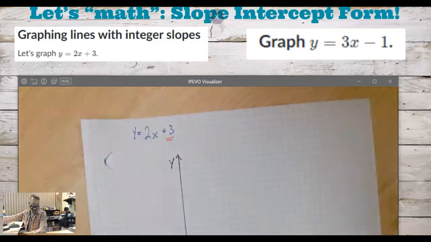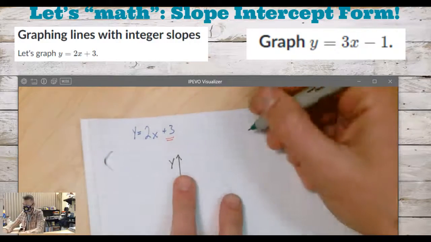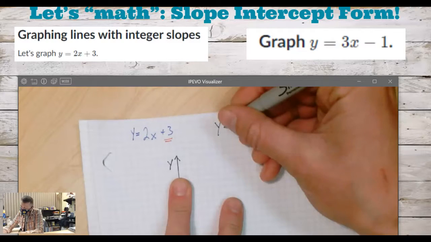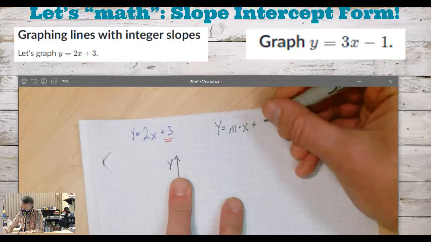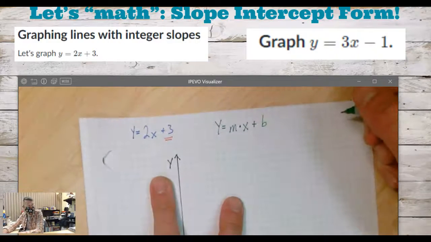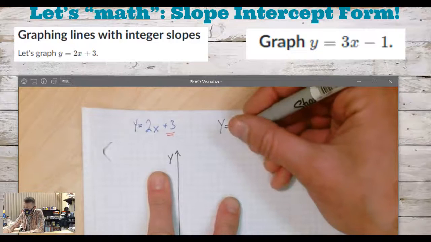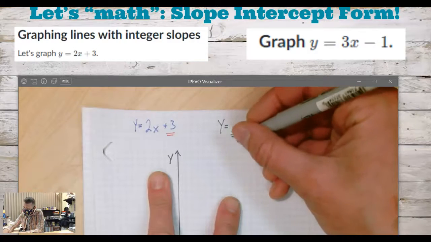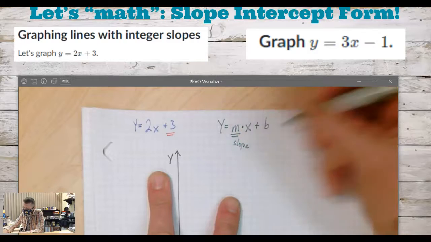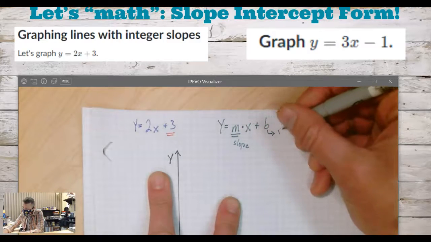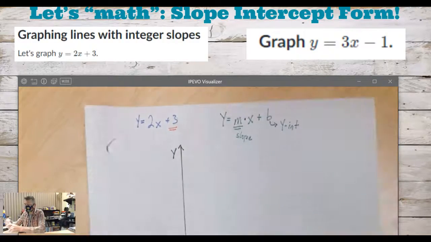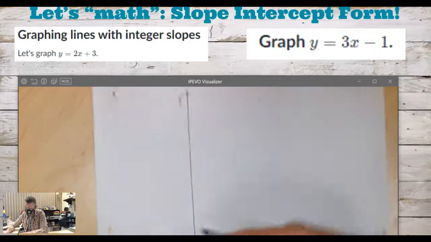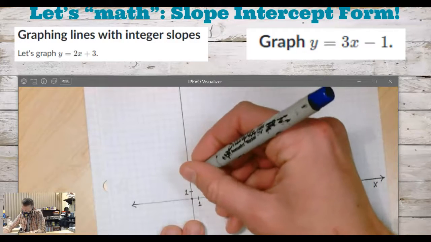Now, because we moved kind of quickly, and I think it's on our first paper, but I want to make sure that we write it out nicely. All of our slope-intercept form graphs are going to look like y equals mx plus b. And we wrote this on the other paper, but where m is your slope, b is your y-intercept. So our y-intercept here is 3. So we're going to go to 3 and put a point.